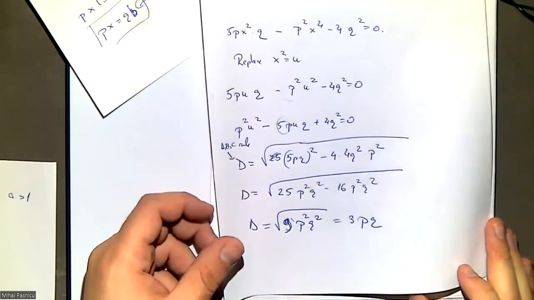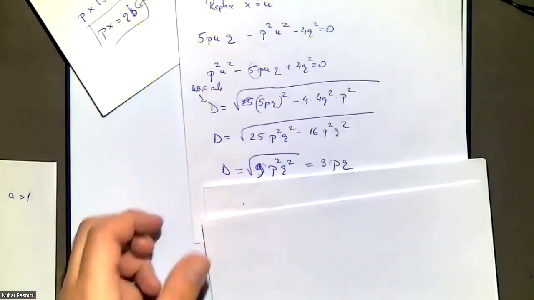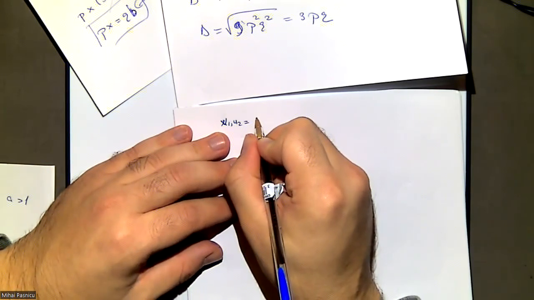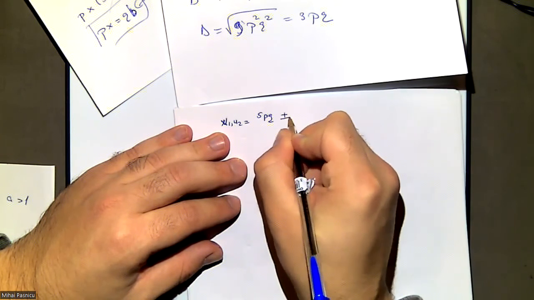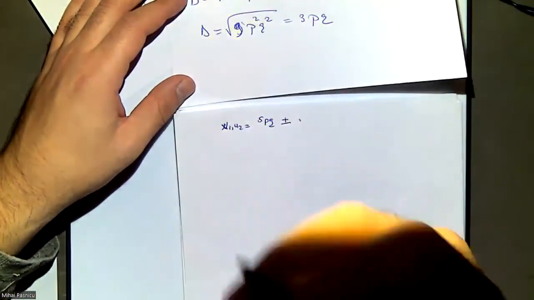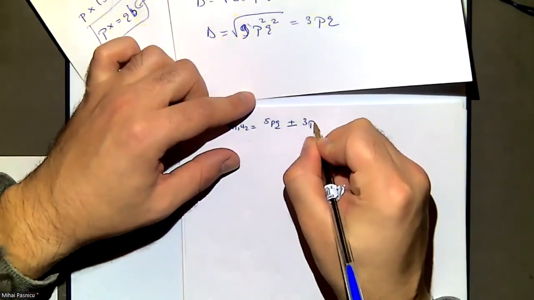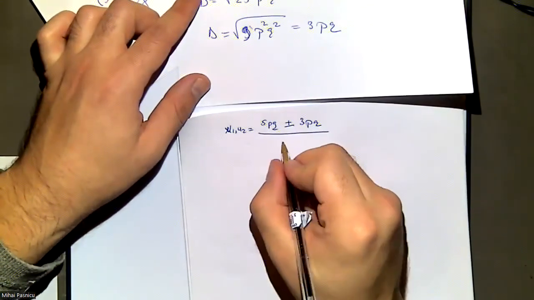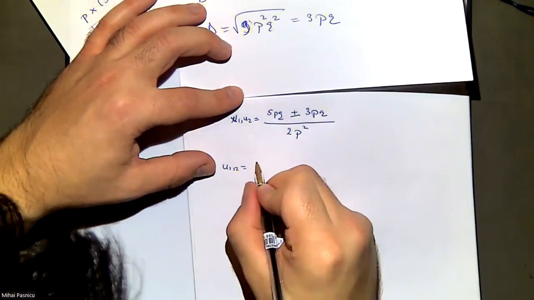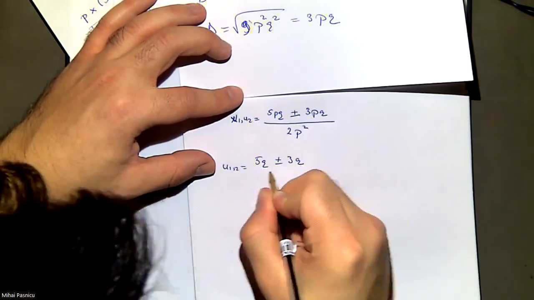Awesome. Now I'm ready to just get my solutions out. Okay. So my u1, u2 is equal to 5pq plus minus, I messed this up. There's no square root here. But okay. Plus minus delta, so plus minus 3pq over 2a, which is 2p squared. So I get u1, 2 is equal to, and divided by p, it's 5q plus minus 3q over 2p.